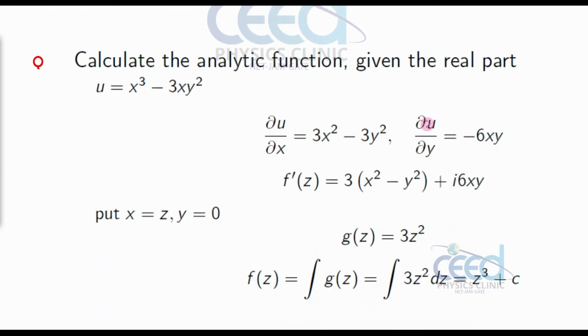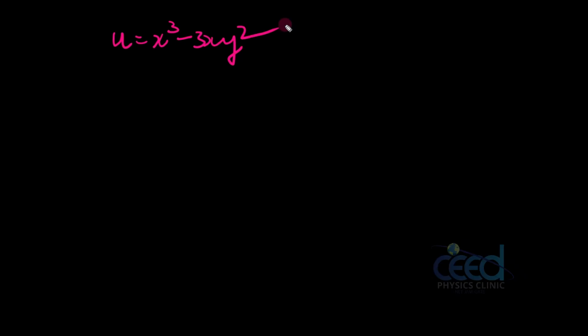The question is: calculate the analytic function given the real part. The real part is given, that is u is equal to x cube minus 3xy square. Let me go to the blackboard. As given, we know f of z is equal to u plus iv, and we want to find the complex function corresponding to this real part u, where u is x cube minus 3xy square.